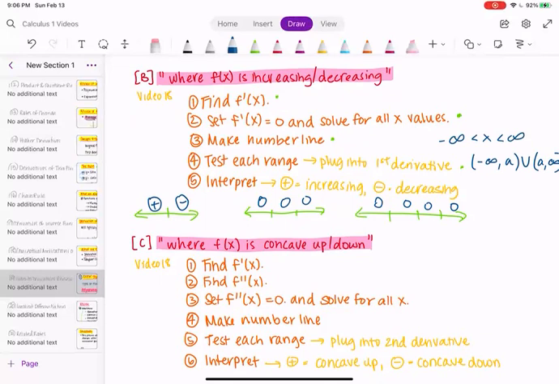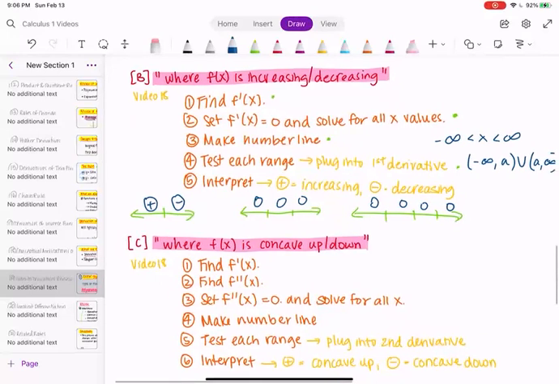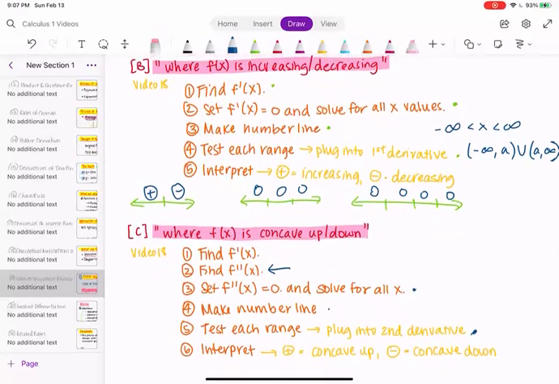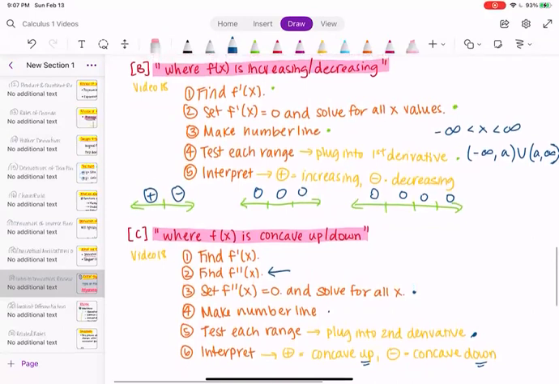The only difference at all between increasing and decreasing and concavity is that instead of stopping at the first derivative, you actually calculate the second one. And when you plug in, you set the second one equal to 0, you make a number line, you plug in the x values into the second derivative instead of the first. But again, you interpret it, and then positive will correlate to concave up, negative will correlate to concave down, and that'll give you information about the function that way.